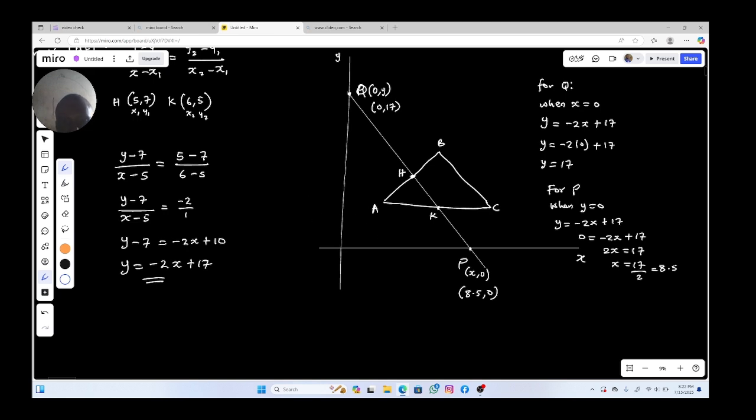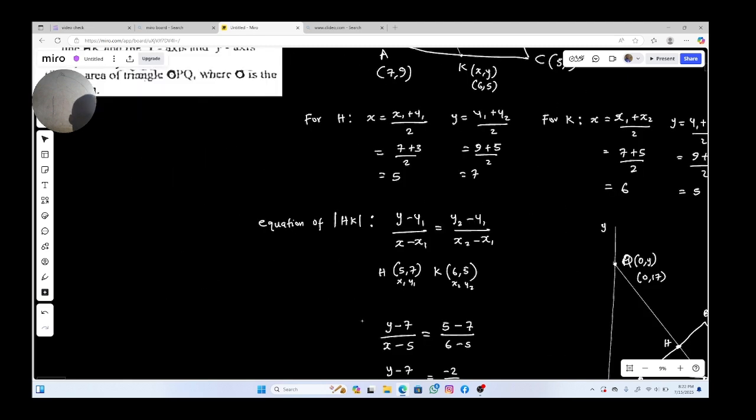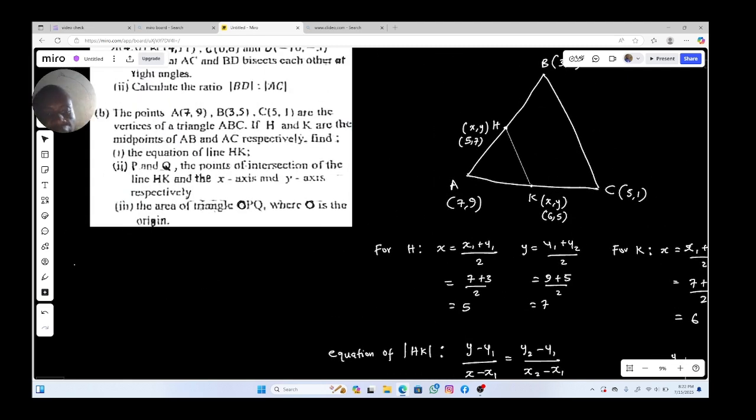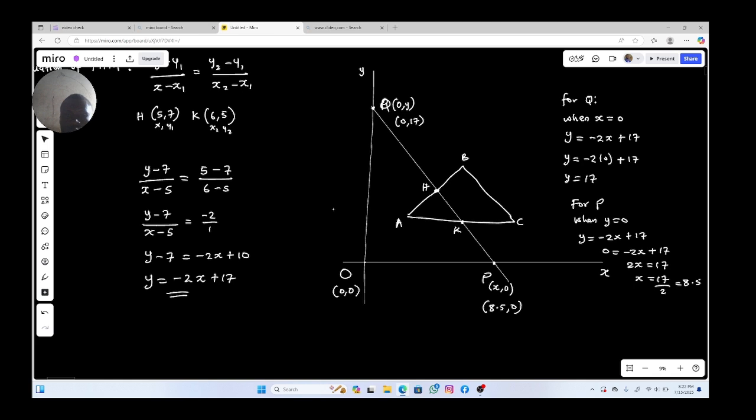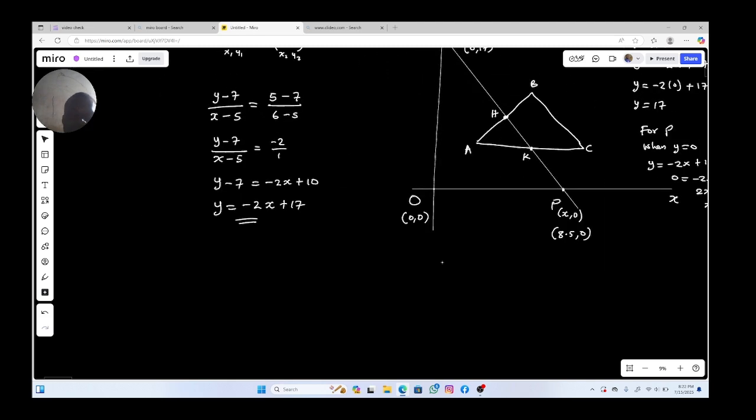So this is the origin O, and at the origin x is 0, y is 0. The final part of the question says we should calculate the area of triangle OPQ, where O is the origin. So triangle OPQ. Let's calculate that.